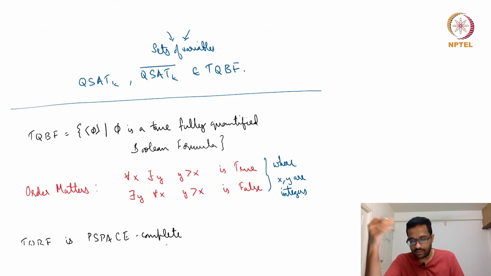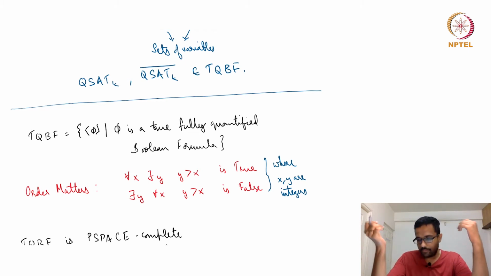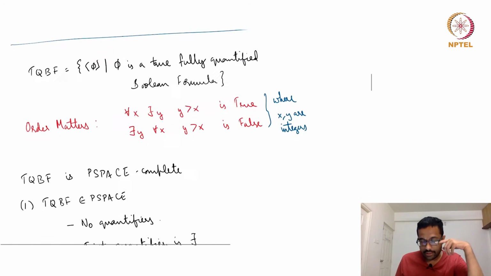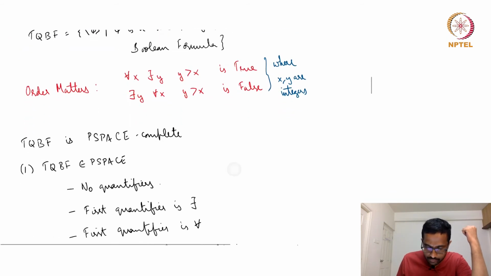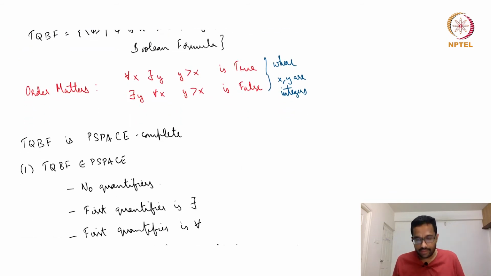But if you swap the order, it doesn't work, because there is no y that is bigger than all the x. There is no integer that is bigger than all the other integers. If you tell me a specific integer, I can always produce an integer that is bigger than that, but there is no integer that is bigger than all the integers that you can give me. So the second one is false. Again, I have already explained this. So TQBF is PSPACE complete.